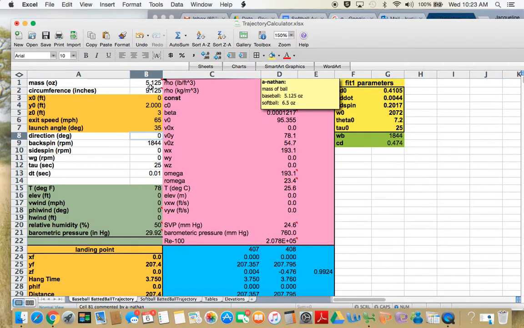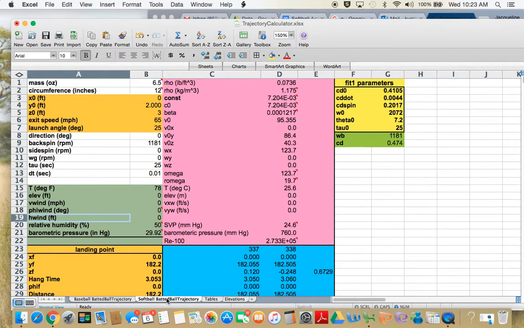It has the mass of the ball, which is 5.125 ounces, and the circumference of the ball in inches, which is 9.125. And then when you go to look at it for softball, all you have to do is change these to match what softball is. So for softball, the mass is 6.5 ounces, and the circumference is 12 inches versus the 9.125.